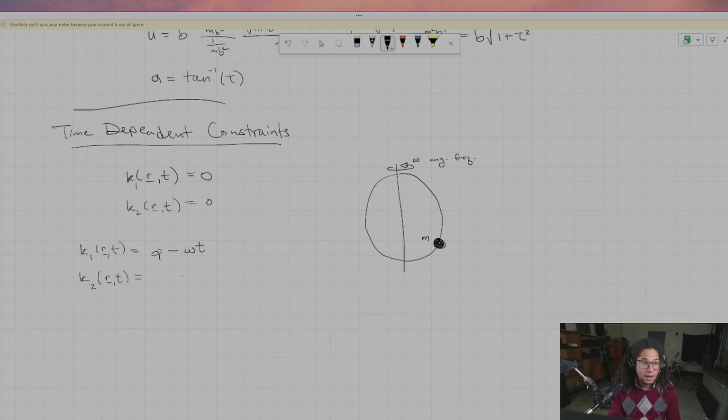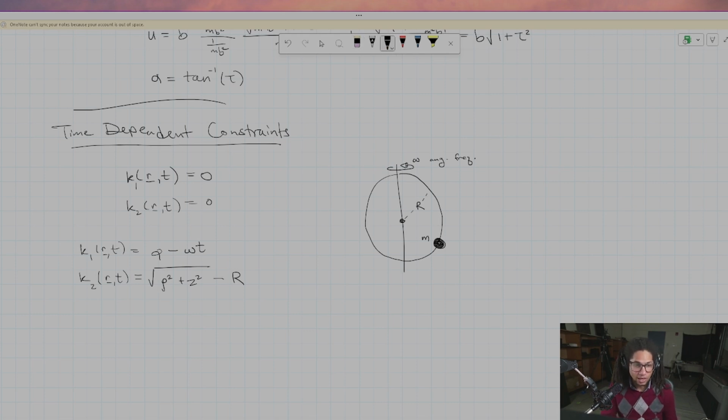Our second constraint is the one that makes us constrained to the bead. So that's that the square root of rho squared, that's our cylindrical radial coordinate, plus z squared must be equal to, well, we need to give this some radius, r. And I shouldn't say equals, I should say minus.